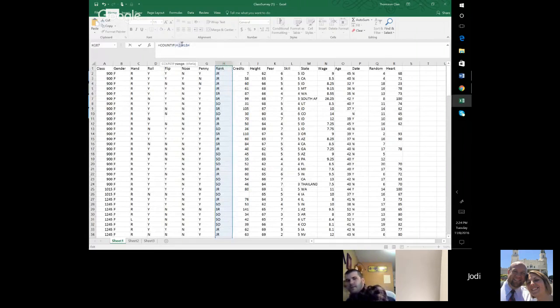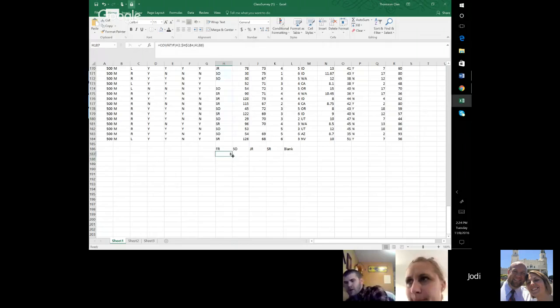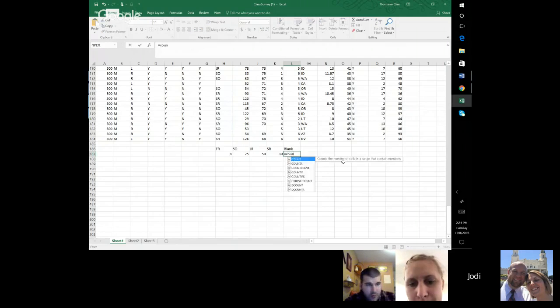So the 82 to 184. Okay. Let me anchor that. And then for the criteria, I just put so it equals this cell. Okay. And then that tells you there's 8 freshmen, 75, 59, 39. And then for this one, I did a count blank, because there's 2 of them. So this was what was it? H2 to H184, is that what it was? And I got 2. Okay.